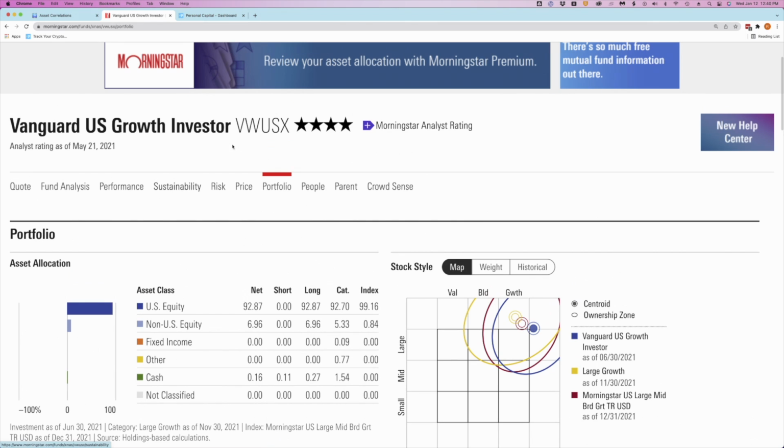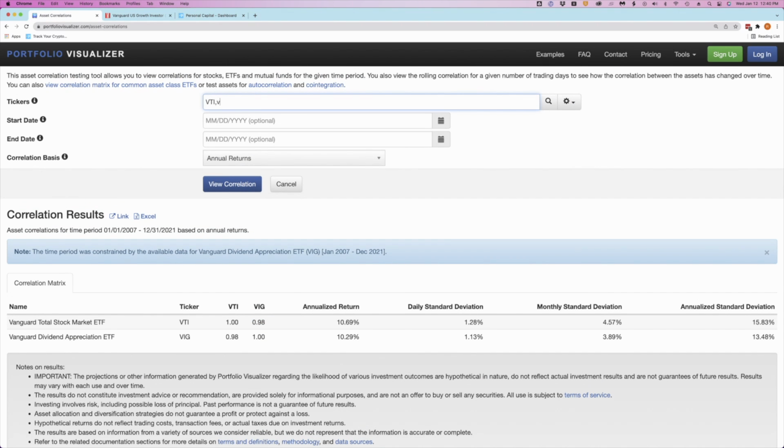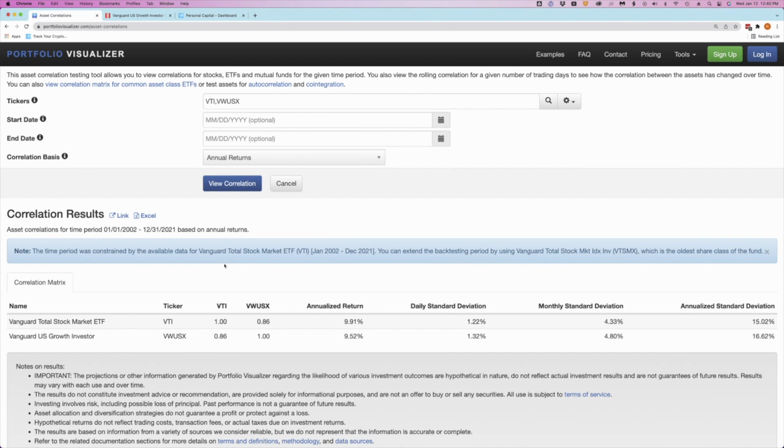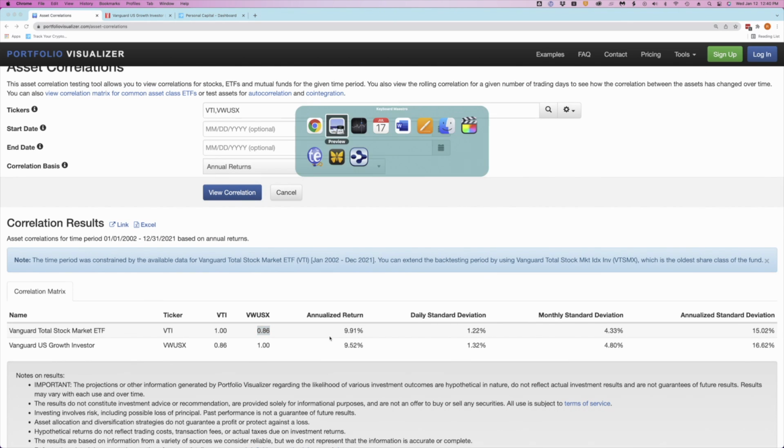And if we take the ticker VWUSX and we do the same thing, we're probably going to see less correlation. Well, we'll find out. Here we go. Yeah, so it's not huge, but there is a shift, right? So it's not as highly correlated as what we've looked at before. So one could argue it adds a little bit of diversity.